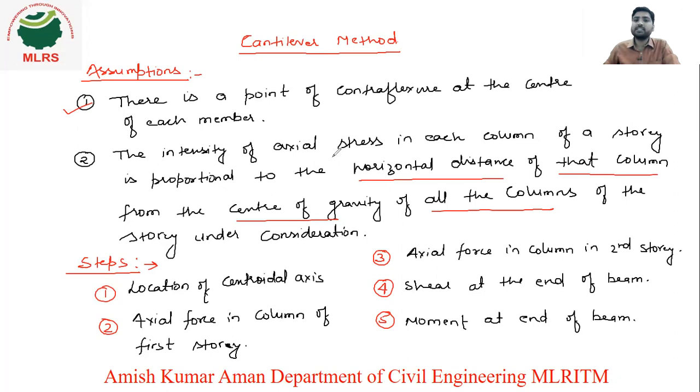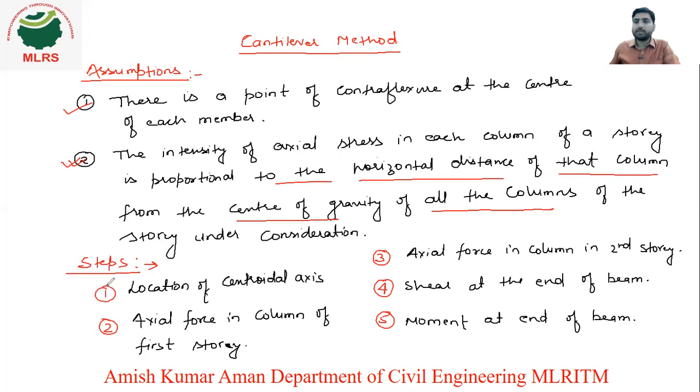Second, the intensity of axial stress in each column of a story is proportional to the horizontal distance of that column from the center of gravity of all the columns of the story under consideration. We will see this second point when we solve the problem. There I will explain what this second statement means.